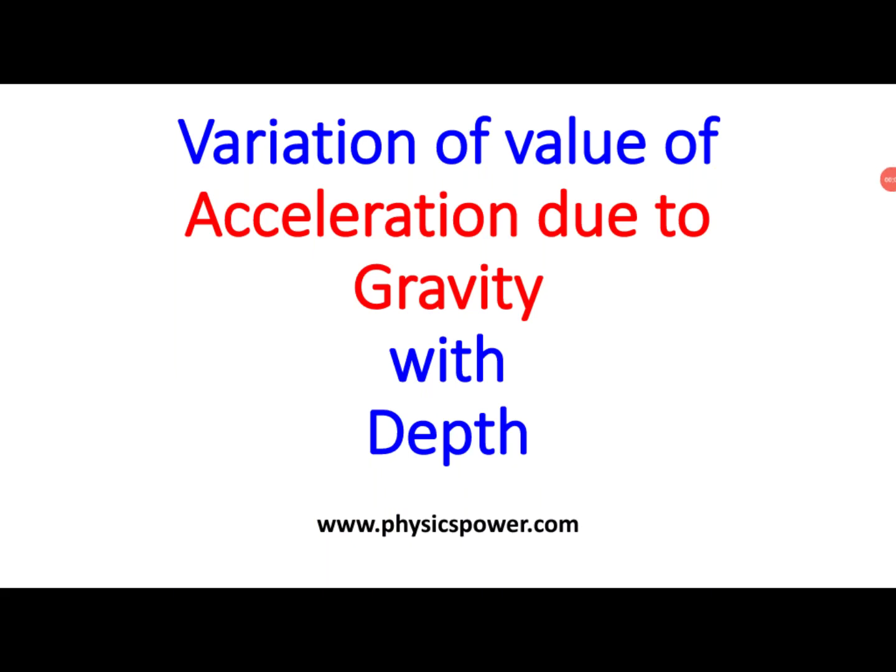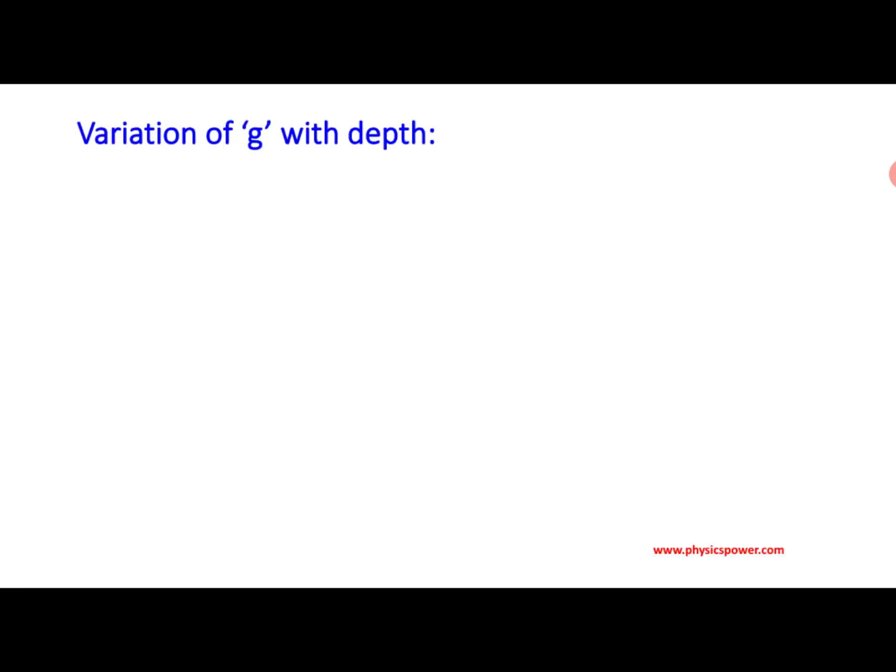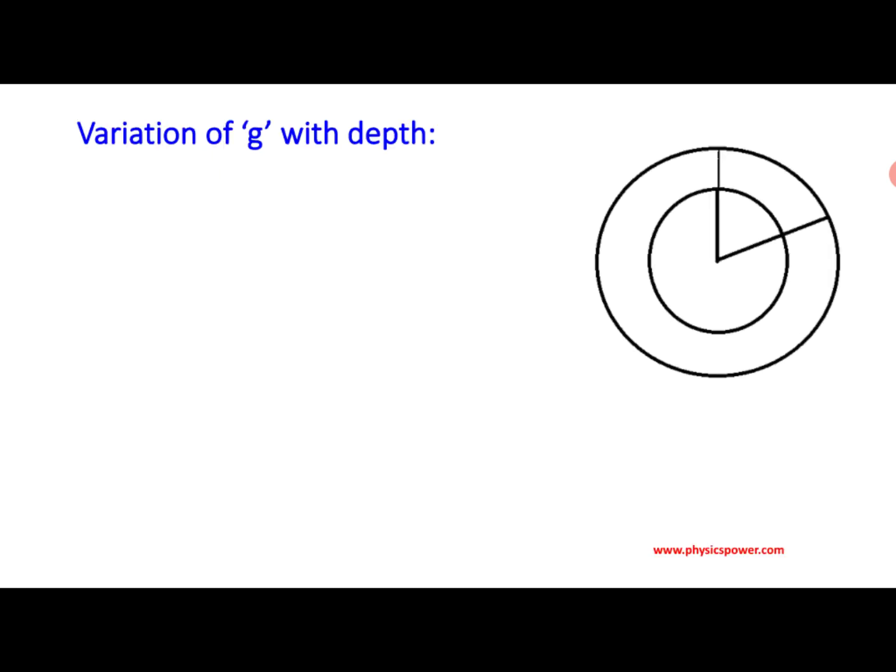Now the topic is variation of value of acceleration due to gravity with depth. So we know on the surface of a particular planet or earth, acceleration due to gravity average value is a constant value. But if you go to a certain height, there is a decrease in the value of g. Similarly, as we are going to the depth, what about g value? Let us see. So for that purpose, just consider a planet or earth.